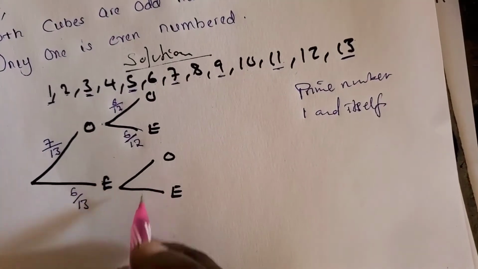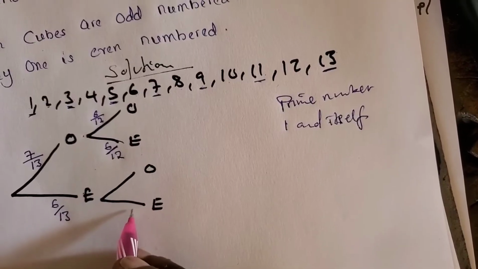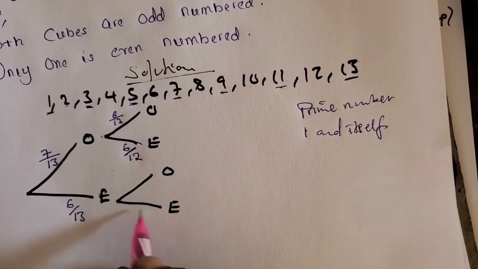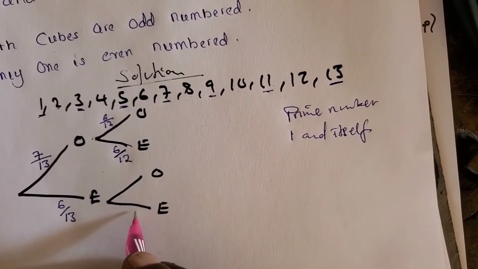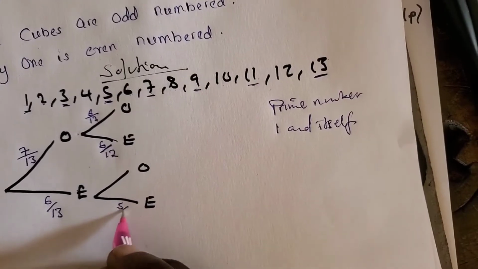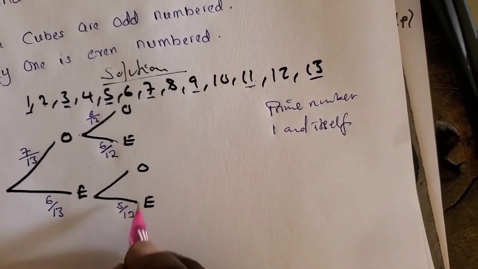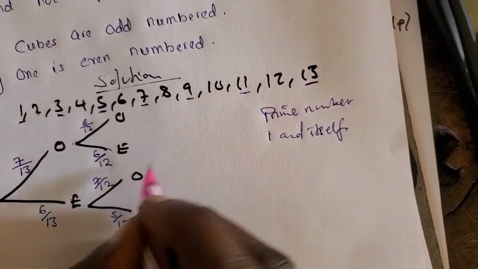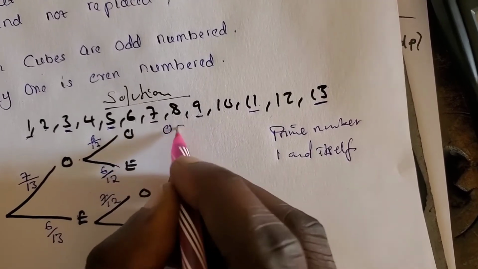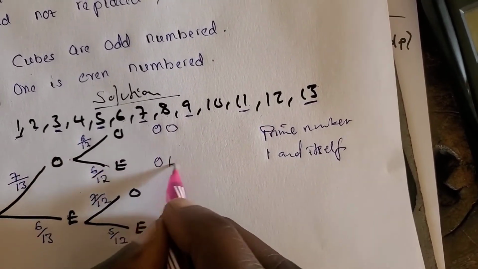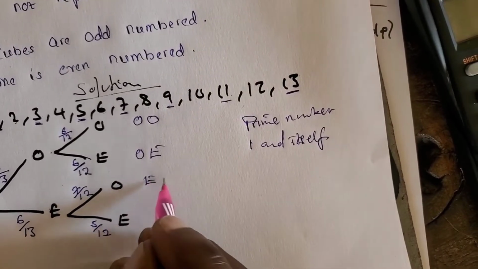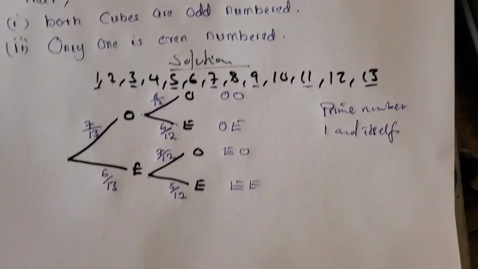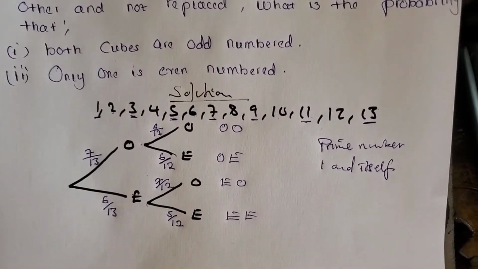Then we are here now, the second branch. Now we are assuming that the cube that wasn't replaced was an even number. How many even numbers can we remain with if we do that? 5 over 12. Yes. Then odd numbers we maintain as 7, right? Over 12. Now, outcomes here will be odd odd, then here odd even, then here even odd, and here even even. Now we can easily answer the question.